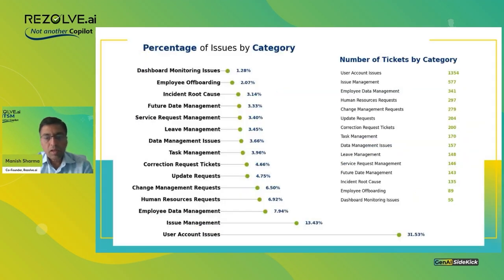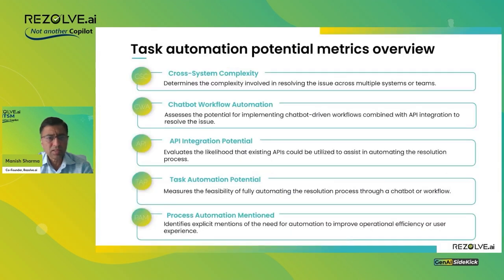So this is the kind of output that you're going to see, right? This is a sample output showing the different categories and subcategories that you have for each ticket, and it looks pretty easy. And these are the kinds of metrics that we are actually looking for internally, like cross system complexity, chatbot workflow automation, API integration potential. So this is all happening automatically.